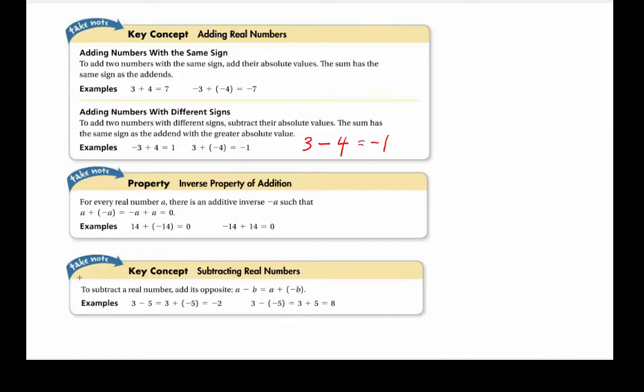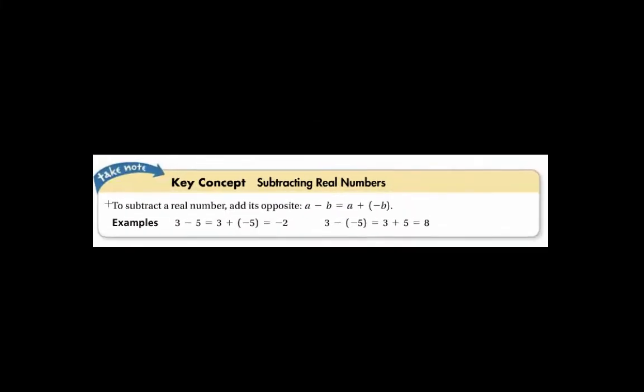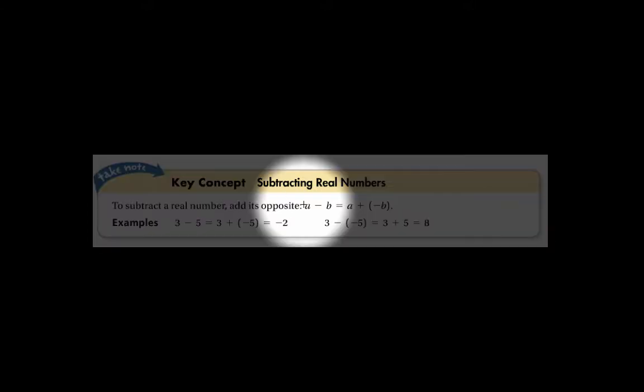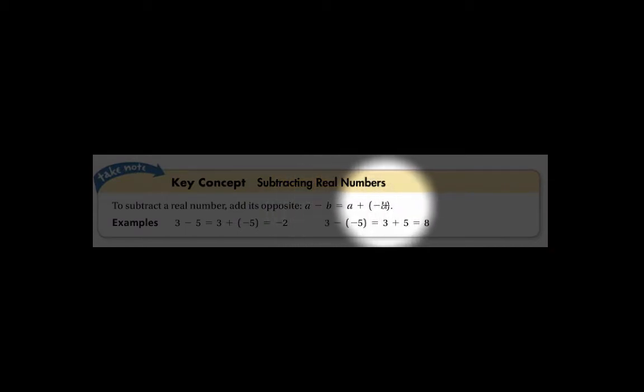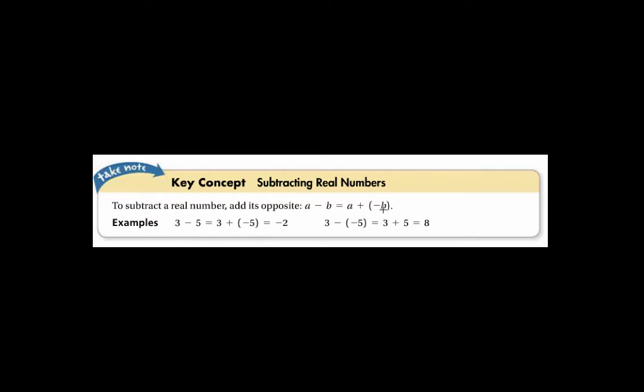Another key concept, subtracting real numbers. And this might seem very minor, but this is a huge thing to remember moving forward in any math class. You can always change subtraction problems to addition problems. So for instance, in general, we can take a minus b and rewrite that as a plus negative b. This is going to make things much easier for skills that we will need to learn in later math classes. Example, 3 minus 5 equals 3 plus negative 5, which is negative 2.